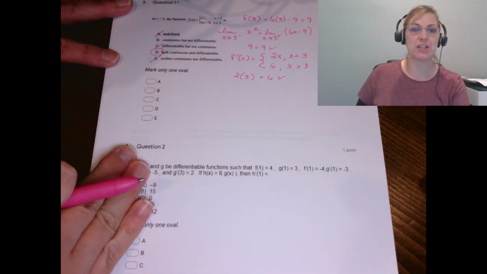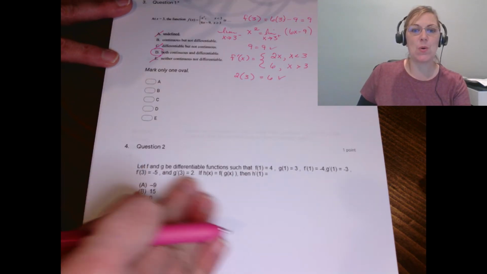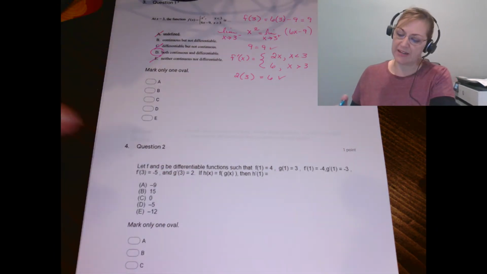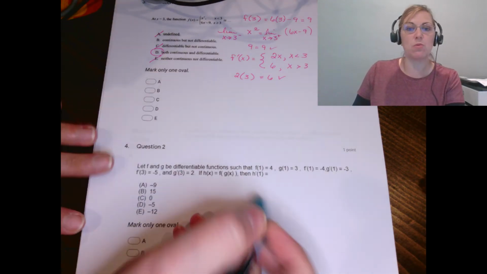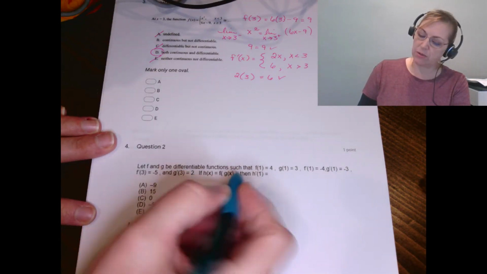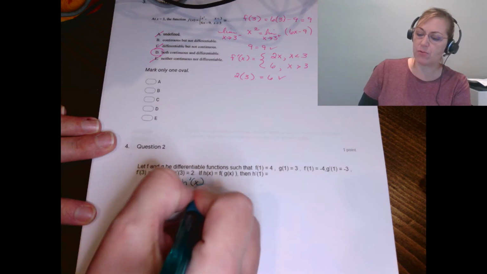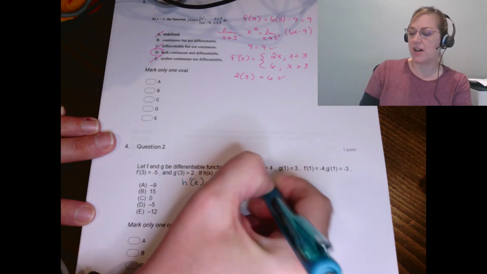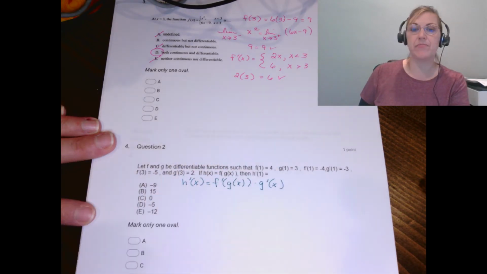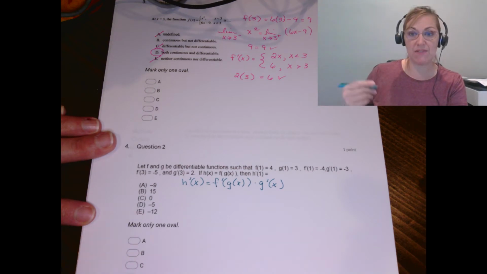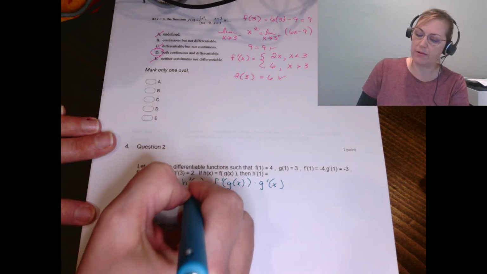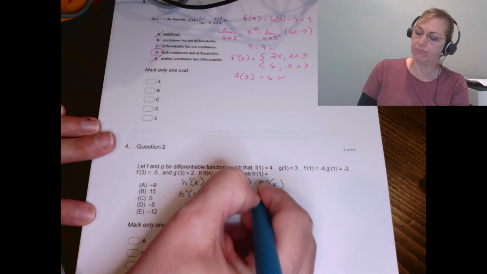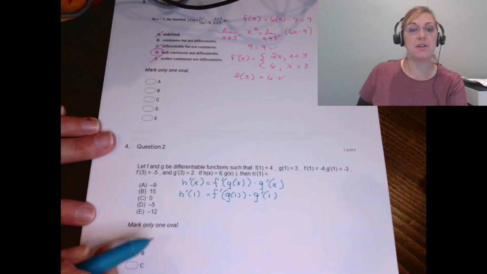Okay, moving on. We're on question 2 now, and we're told a whole bunch of values. Next, we want to find, if h is f of g of x, then what is h prime? So let's take the derivative. I'm going to have to use the chain rule. So I've got f prime of g of x, and I've got g prime of x. Now I want to know the value here when x is 1. So I'm going to substitute 1 in for x, and then I'm going to substitute the values.